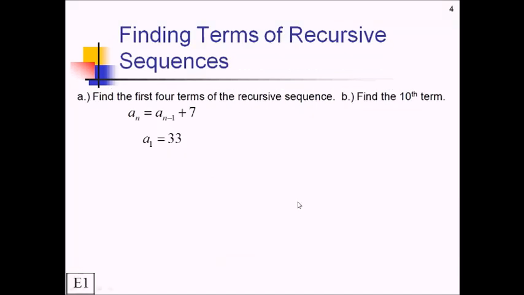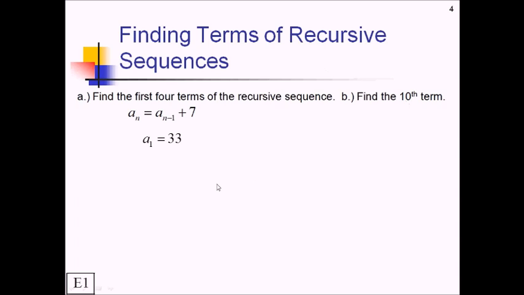We're going to do some work with some more recursive sequences. For this one, we have a recursive sequence where the rule is take the last term and add 7, and our initial condition is 33. So for your first part on this, find the first 4 terms, and then see if you can move beyond that and find the 10th term.